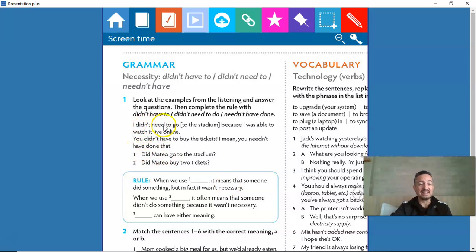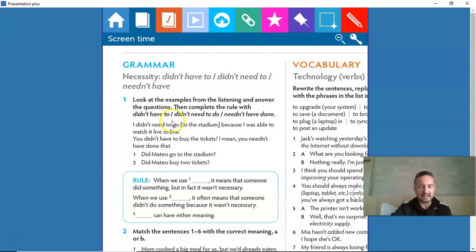I didn't need to go to the stadium because I was able to watch it online. So I didn't need to go to the stadium because I was able to watch it live online. And the second question, you didn't have to buy the tickets. I mean, you needn't have done that. Wow, so what is the difference between this and this? Let's take a look at this question here.